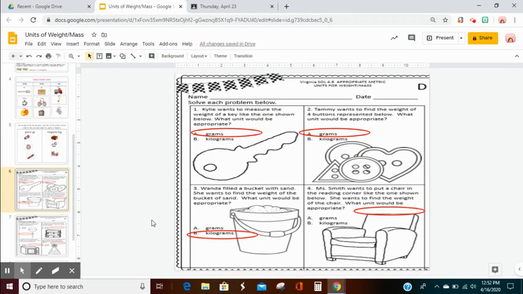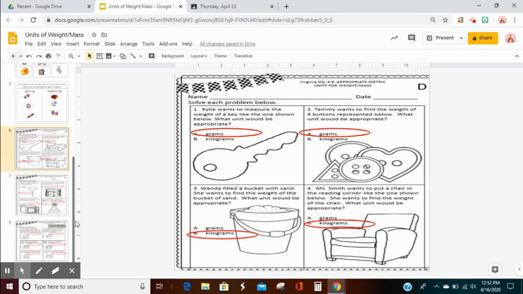And then Mrs. Smith wants to put a chair in the reading corner like the one shown below. She wants to find the weight of the chair. What unit would be appropriate? That's going to be a little on the heavy side, so that would be kilograms. Don't make these questions harder than they need to be. You just have to think about it.